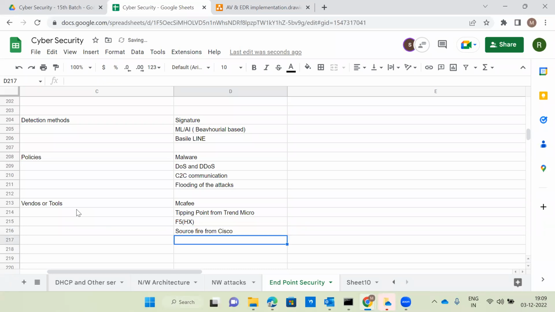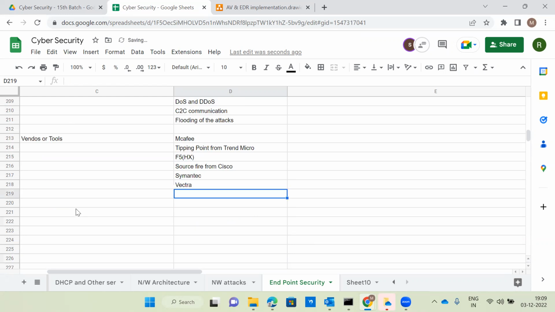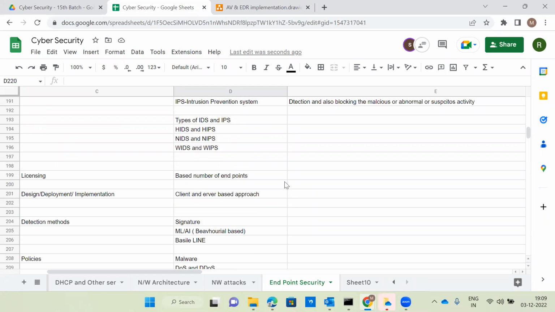Next, we have Symantec. Trend Micro is over. These are the very popular tools right now. Vectra also. So: McAfee, TippingPoint from Trend Micro, F5, SourceFire, Symantec, Vectra, and one more, FireEye. So these are the tools available for the HIDS HIPS part. Our EDR tool also has the capability of HIDS HIPS.